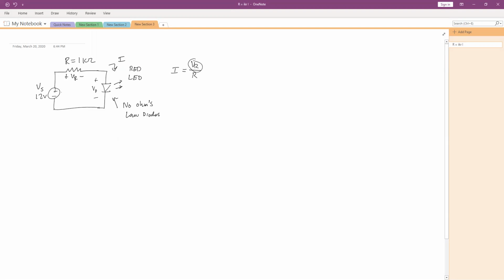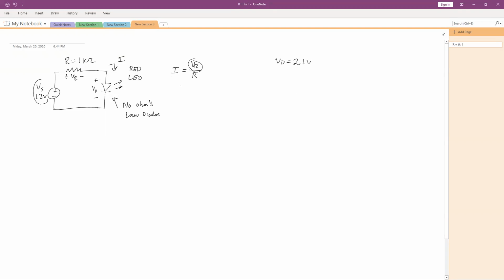Well, we know what the voltage source is, 12 volts, and since this is a forward biased diode, that's going to get a certain voltage, right? So when you measured that voltage in the lab, what you should have seen for that diode voltage was somewhere around 2 volts for a red LED. So let's say that we got 2.1 volts for that red LED, and that's what we measured while it was illuminated.